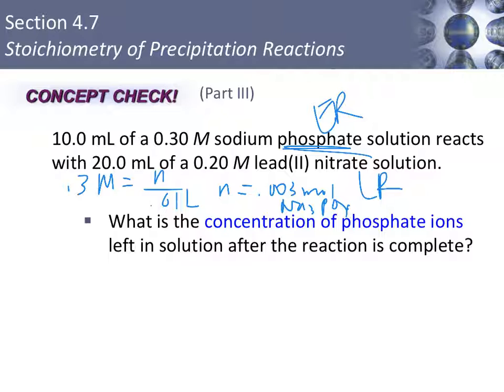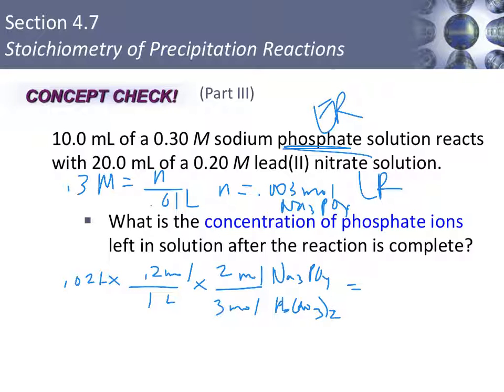So with an excess reactant, some of it reacts, some of it's left over. Start with your limiting reactant. So our limiting reactant's the lead nitrate solution. Find the moles. And looking at our balanced chemical equation, 3 moles of lead nitrate for every 2 moles of sodium phosphate. So 0.0027 moles of that sodium phosphate actually react. So the difference is 0.0003 moles.